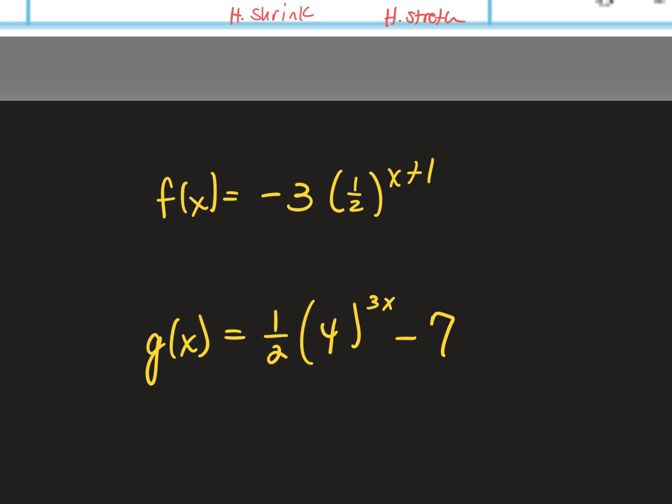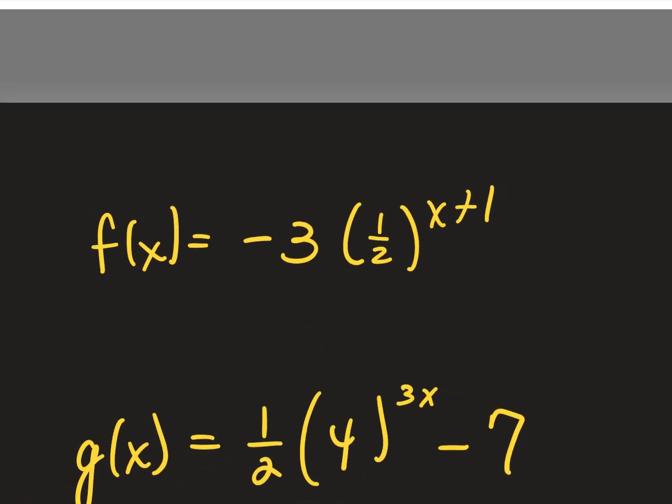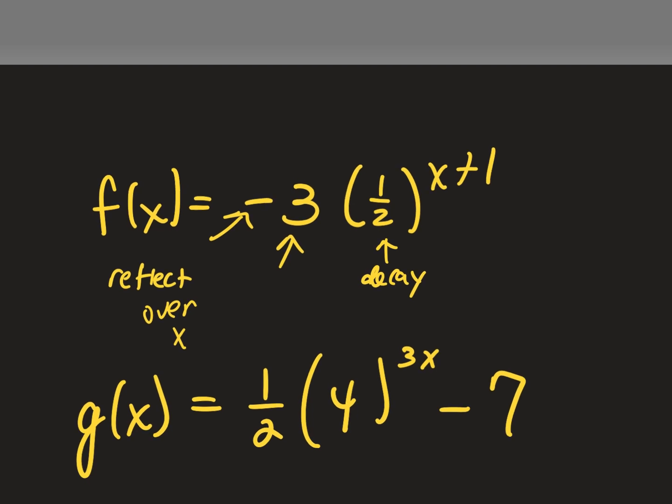All right, first of all, f of x, this first one. Is this an exponential growth or a decay? It's a decay. This is a decay because your base is less than 1. What does this minus sign out in front mean? It's going to reflect over x. What does the whole number 3 out in front mean? It's a vertical stretch.